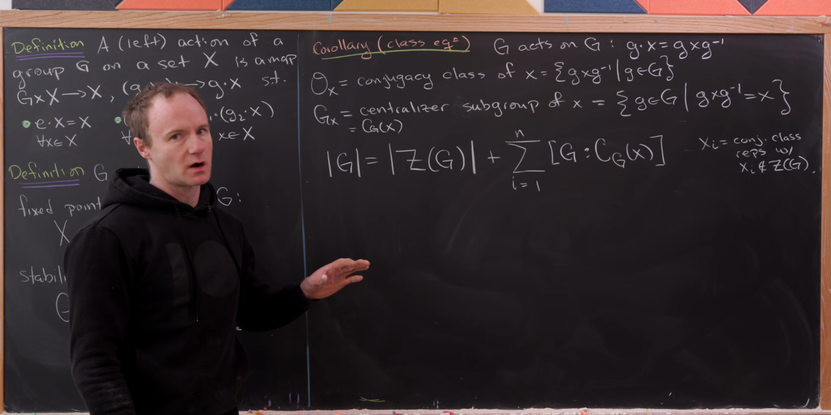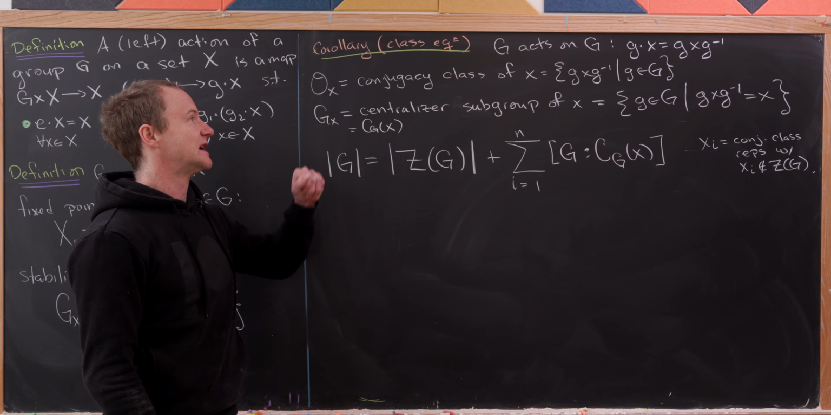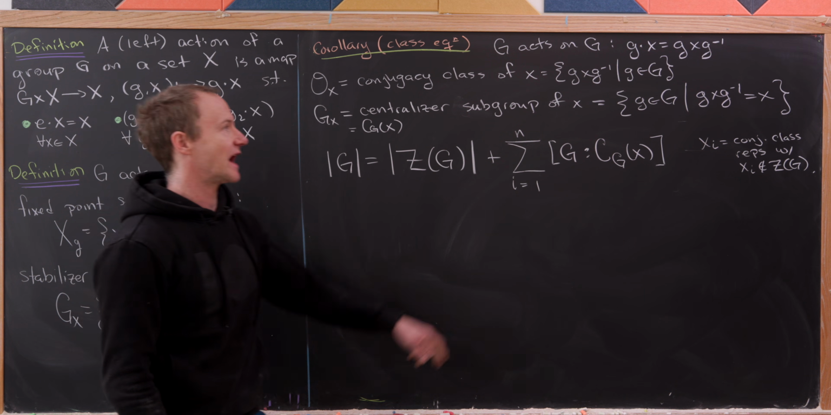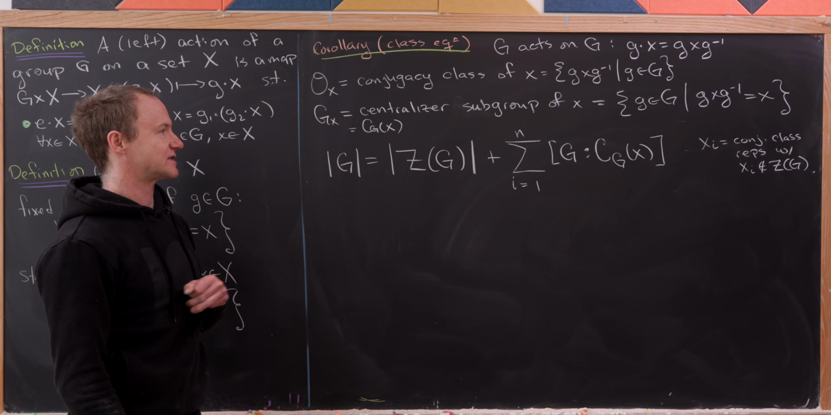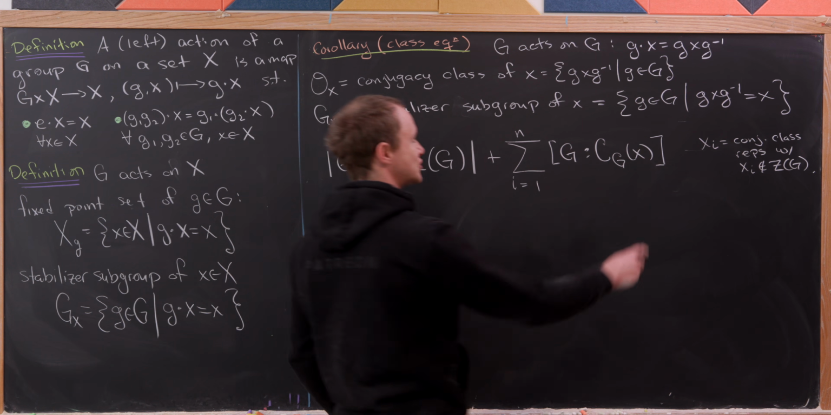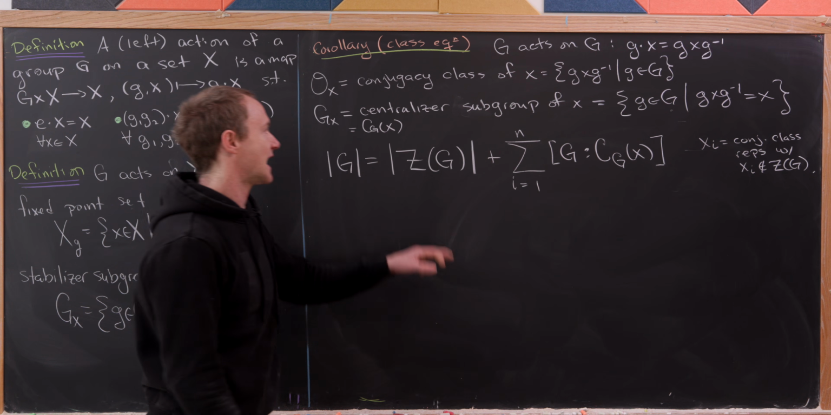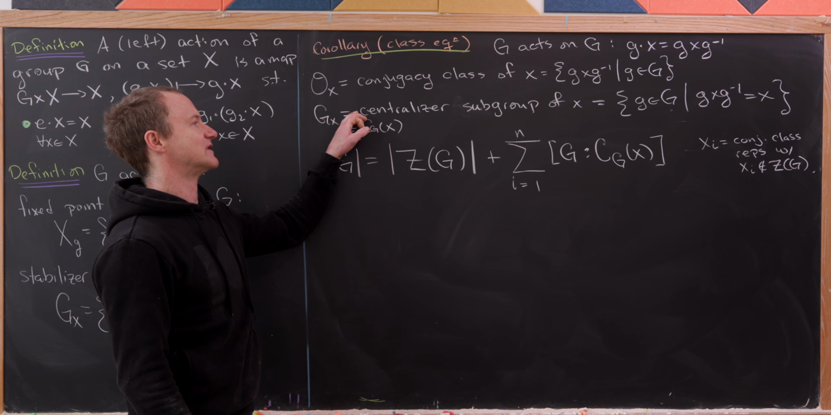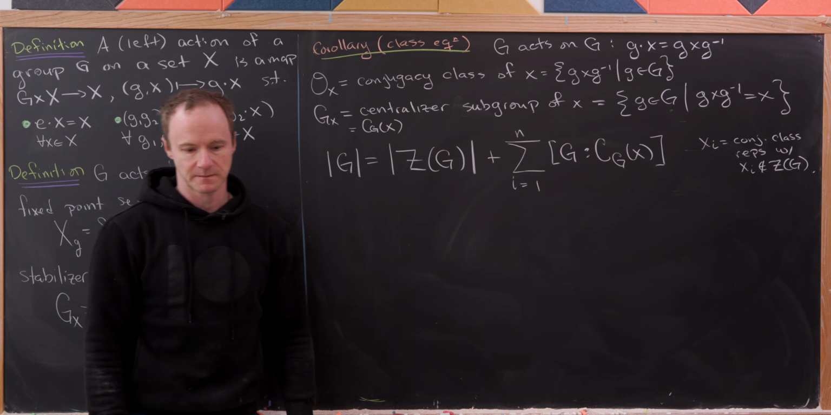So just as a recall from what we just said, the orbit in this case, the orbit of x, is the conjugacy class of x. In other words, it's all conjugate multiples of x. And then the stabilizer subgroup of x, by definition, that's going to be all g in G where g x g inverse is equal to x. But that's exactly the definition of the stabilizer or the centralizer subgroup of x.